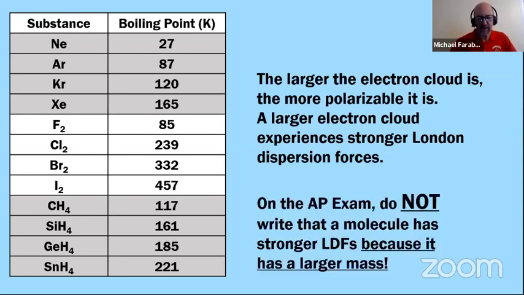Now, be very clear. While xenon is heavier than neon, iodine as a molecule is heavier than fluorine, and tin tetrahydride is heavier than methane, do not say as your explanation that a molecule has stronger LDFs because it is heavier or because it has a larger mass. Talk about the larger electron cloud, and you can say words like polarizable or greater polarizability.